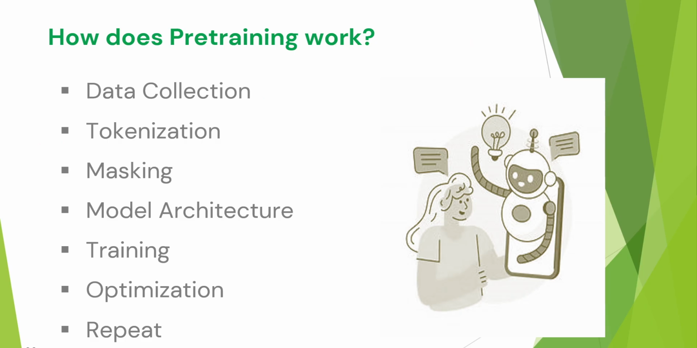This architecture consists of multiple layers of neural networks that process the input text. Then the model is trained on the pre-training corpus using the masked language modeling task where the model predicts the original token that was replaced and the error between the prediction and the actual token is calculated. Then the model's parameters are adjusted to minimize the error using an optimization algorithm such as stochastic gradient descent. And then it repeats the steps of model architecture, training and optimization, with the model seeing the pre-training corpus multiple times.